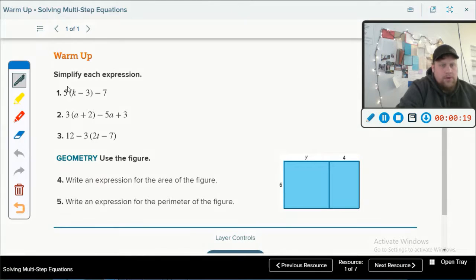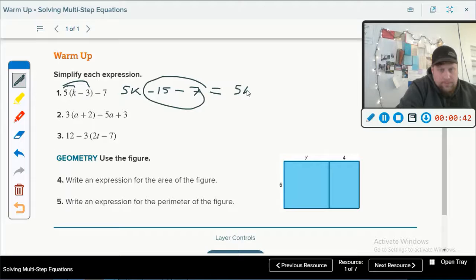So first things first, we got to distribute, right? So let's get this. Got to distribute, and we end up with what? 5k minus 15, right? Because 5 times negative 3 is negative 15, and then minus 7. What can I combine right here? I can combine these two, and I get 5k minus. Remember, I'm drawing with a mouse, so give me some grace.